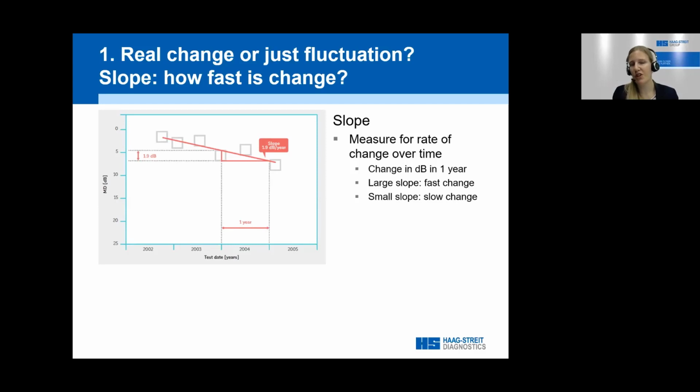And it helps you to project into the future. It means in 5 years' time, it's almost 10 decibel loss. In 10 years' time, 20 decibel loss. So definitely calling for a heavy intervention.